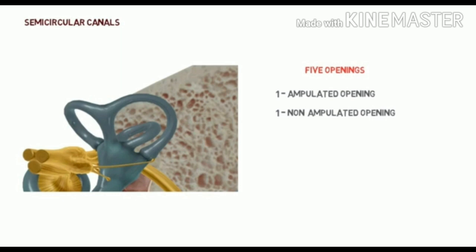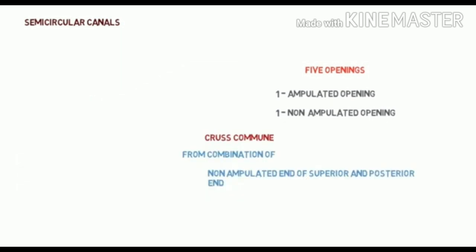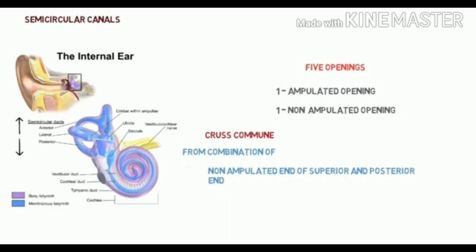Now go into the semicircular canals. We have three semicircular canals: lateral, posterior and superior. All are at right angles to each other. The three canals open into the vestibule by 5 openings. Each canal has one ampullated opening and one non-ampullated opening. Here we have the crus commune, which is formed by the non-ampullated openings of the superior and posterior semicircular canals.